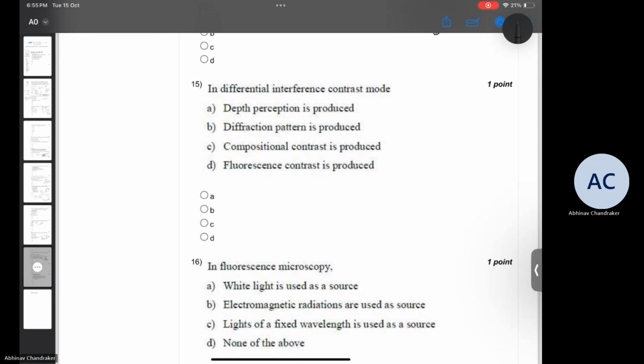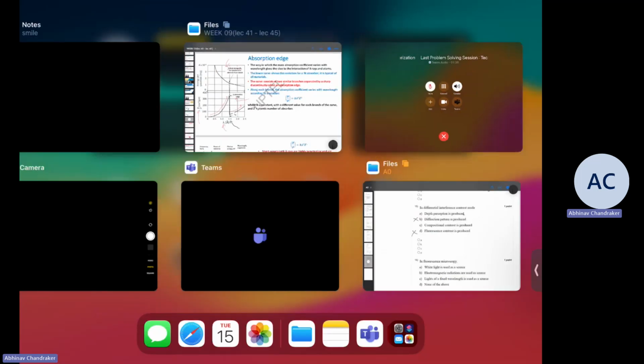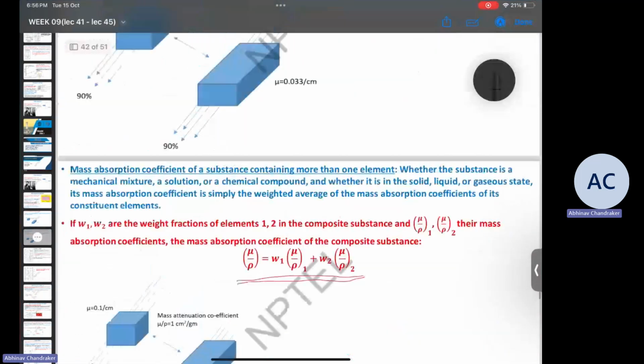But that is not in the options here. So we know that fluorescence is not correct. Diffraction also is not taking place here. Composition contrast can be there, or depth perception can also be produced based on the difference in the refractive indices or thickness of the different regions in the specimen. So let's look at the slides once to refresh our memory.